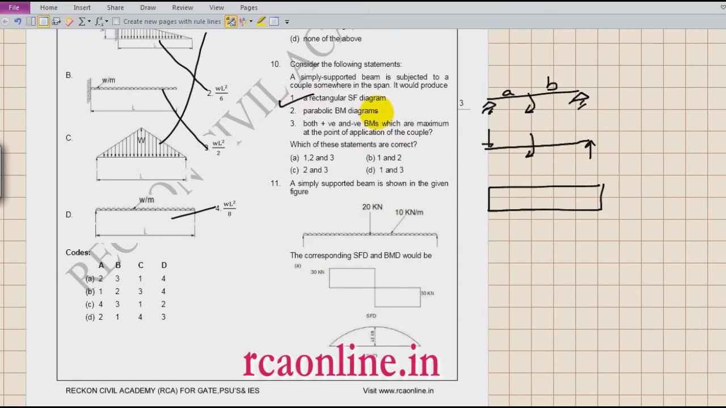Second says it is a parabolic bending moment. No, for parabolic bending moment I need a UDL. So this is not the right answer. Now what its bending moment diagram, if you see, its bending moment diagram will be this one. So both positive and negative bending moment which are maximum at the point of application, right? So I have 1 and 3 right. So this is the answer.